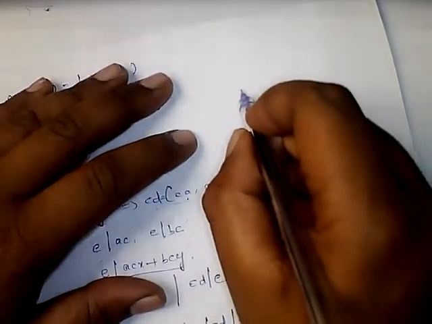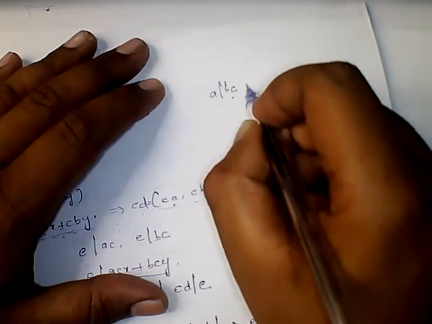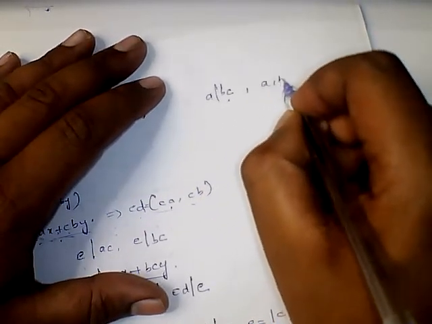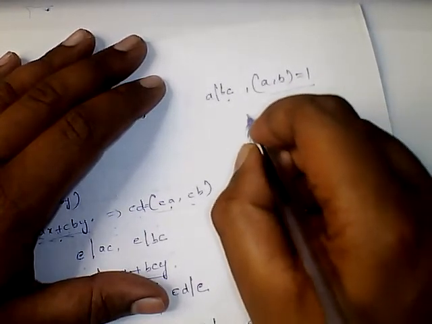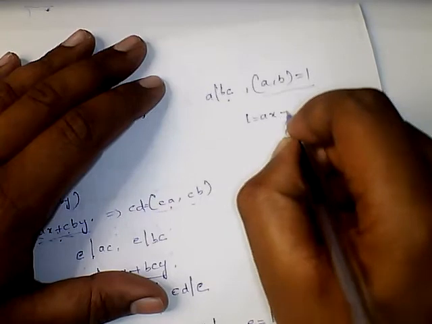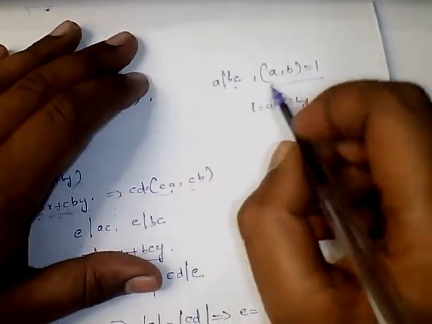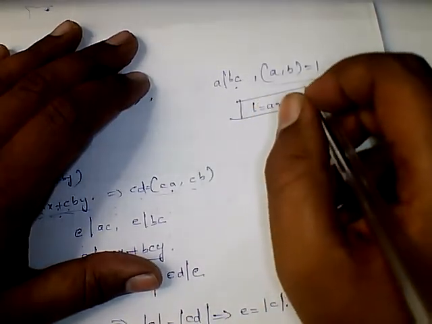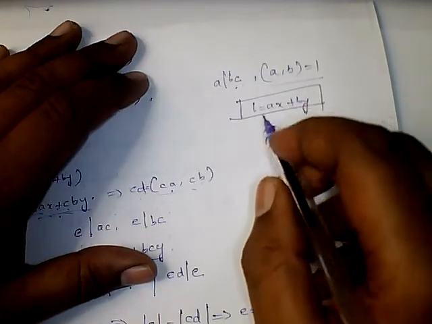One more thing that I want to add here is this: A divides BC if and only if the GCD of A comma B equals 1. Means we can represent this as a linear combination of two numbers, that is AX plus BY. These two numbers are X and Y, and we consider this Bezout's lemma, and I can prove this also.